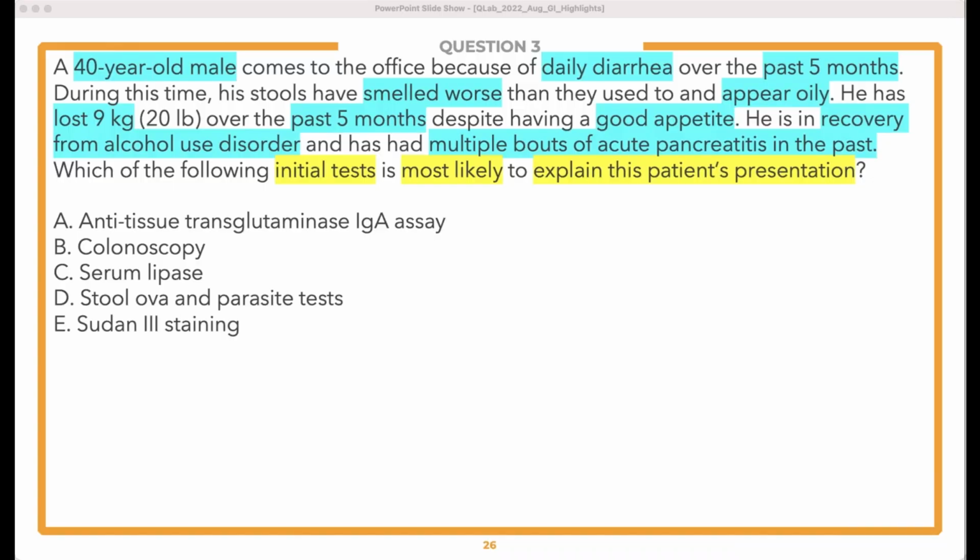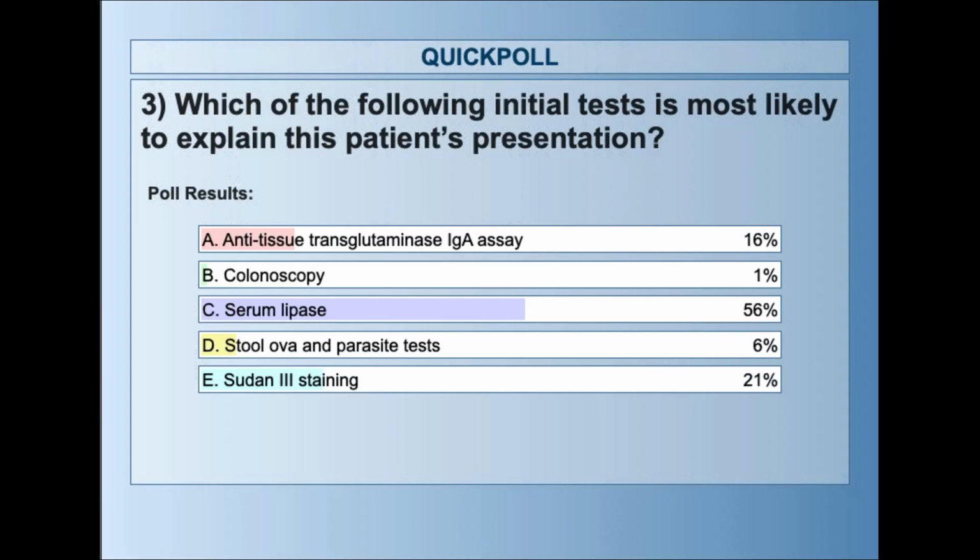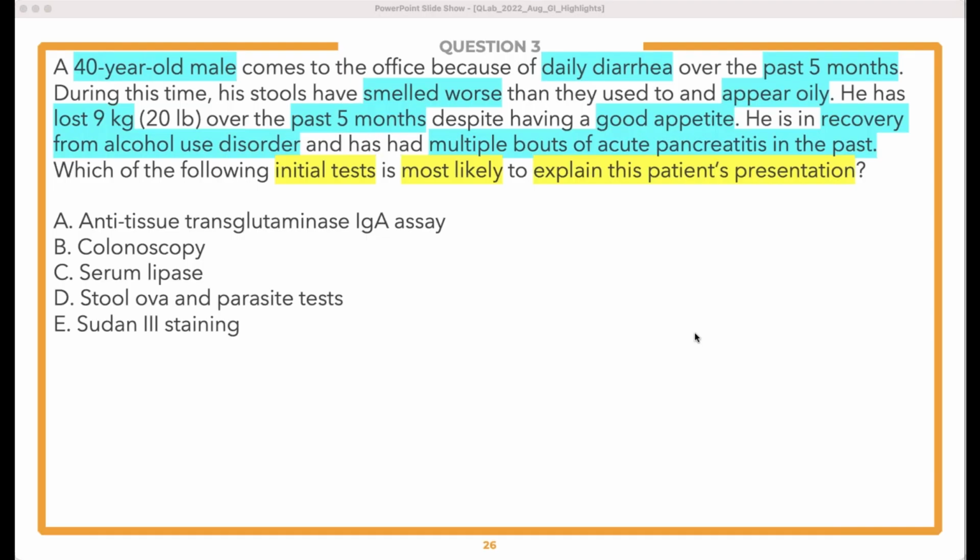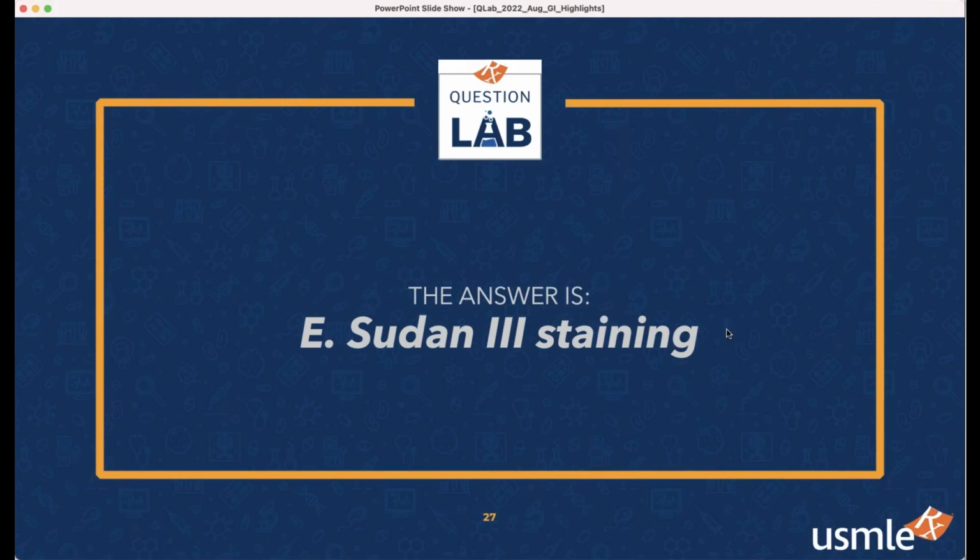and let's share the results. And so once again, we've got an overwhelming favorite with serum lipase garnering over half of the votes. Sudan 3 staining in second place, anti-tissue transglutaminase IgA in third place. Almost nobody thought colonoscopy, so there you go. Let's go ahead and hide the results and reveal the answer. And the answer for question 3 is answer choice E.